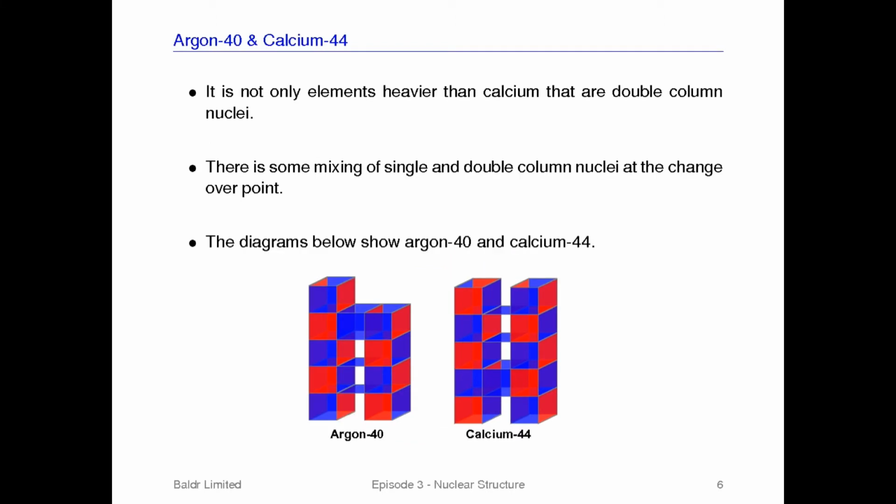We've sort of argued that there is this break between calcium and scandium, where we go from single column structures that we've previously showed you, which include argon and calcium as two examples, to the newly introduced double column structures. However, it's not so black and white. There is a grey area at the changeover point. Here we show you two examples, being argon 40 and calcium 44, both of which are double column isotopes, with these neutron bonds holding them together.